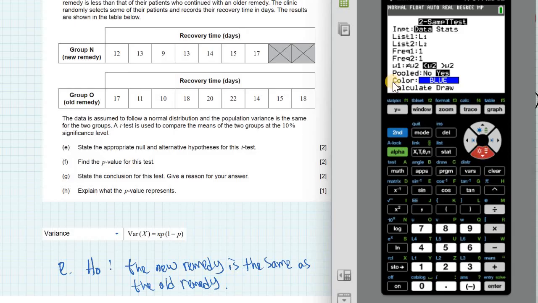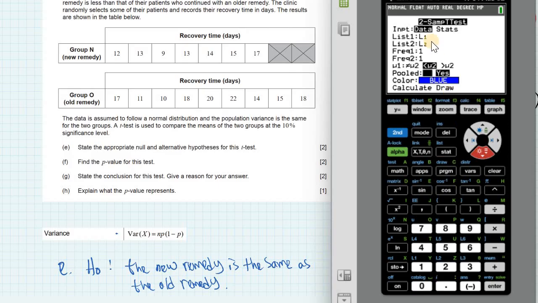Now this one is important. It says mu1 and mu2. This is the alternate hypothesis. Take a look at your old remedy, which is in L2. It means L2 should be bigger than L1, or mu2 is bigger than mu1. That's following your alternate hypothesis. So in this case, this one in the middle.